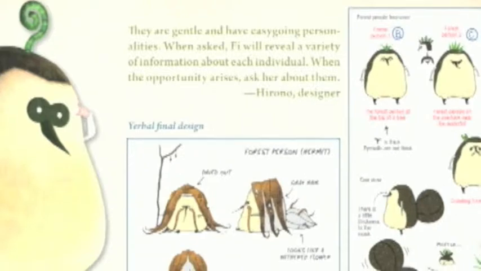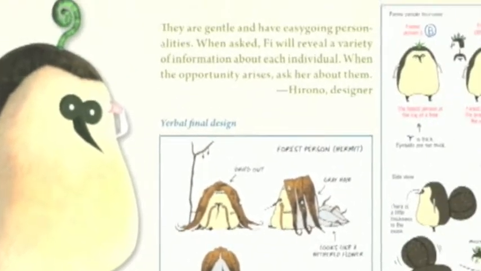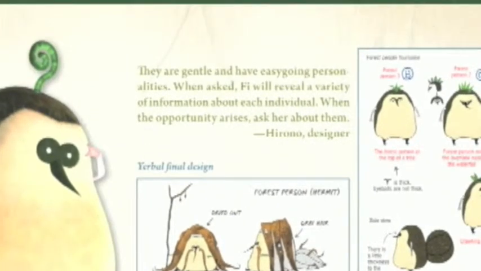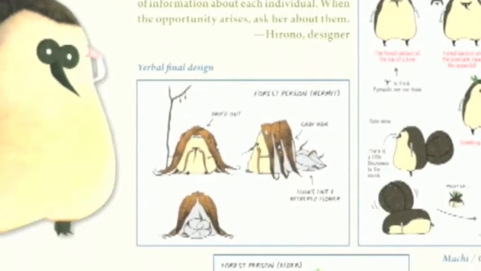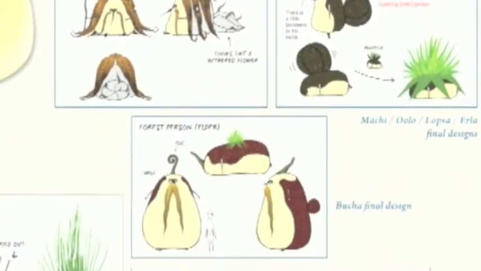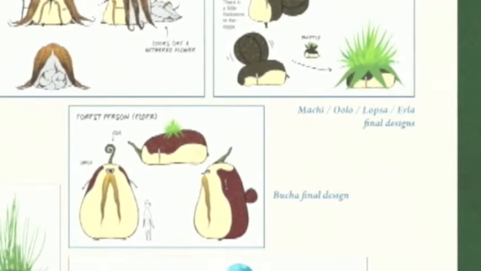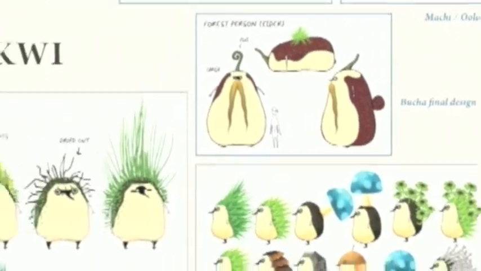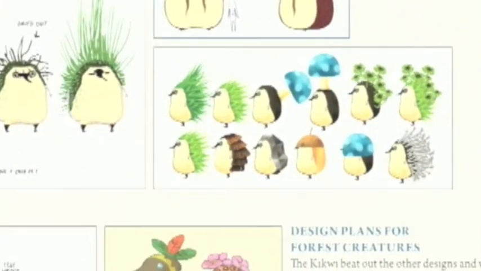Anyway, let's look at the Kikwi. They are gentle and have easygoing personalities. When asked, Fi will reveal a variety of information about each individual. When the opportunity arises, ask her about them. Hirono, designer. I will do that. Final design. Look at all these guys. So they gave them all little personalities, and they have their own names. Macho, Ulo, Lopsa, Area, Bacha. Please forgive me if I mispronounce these names. It's hard though when you have games based on text, you know.